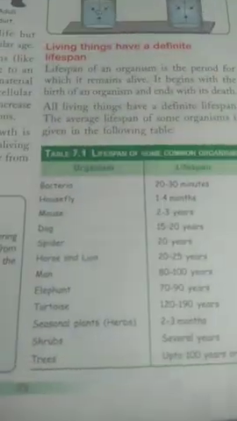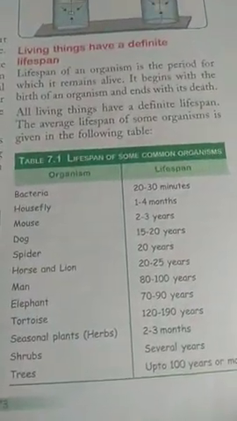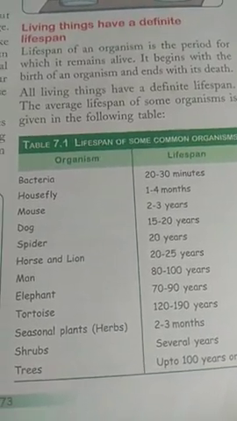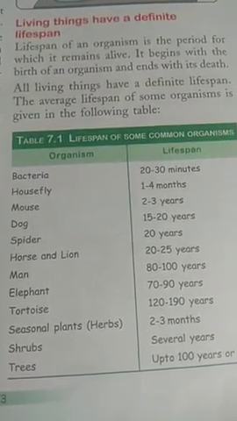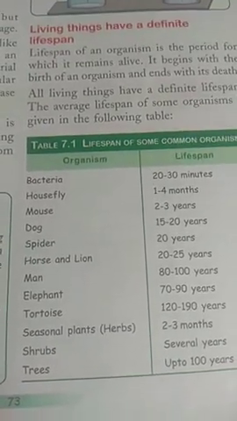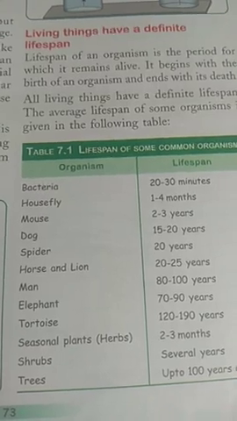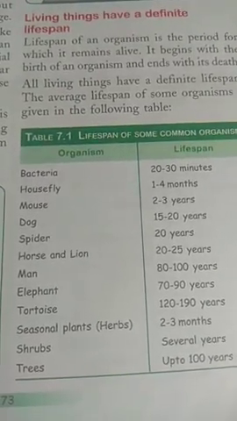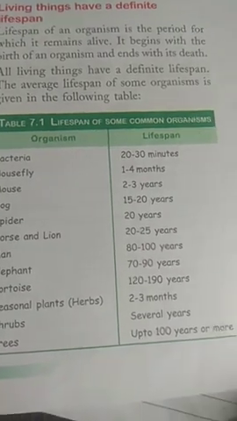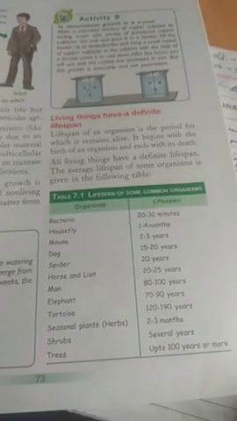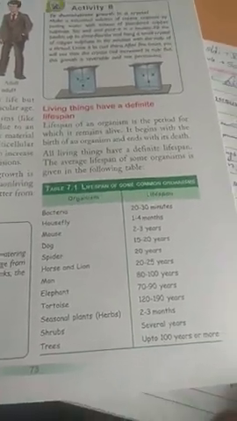Here is a chart given: the lifespan of some common organisms. As examples, bacteria live 20 to 30 minutes. Housefly, 1 to 4 months. Dog, 15 to 20 years. Elephant, 70 to 90 years. Tortoise, 120 to 190 years. Tree, up to 100 years or more. So these are some special characteristic features of living organisms.